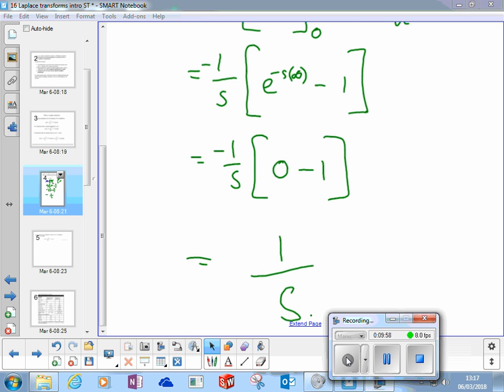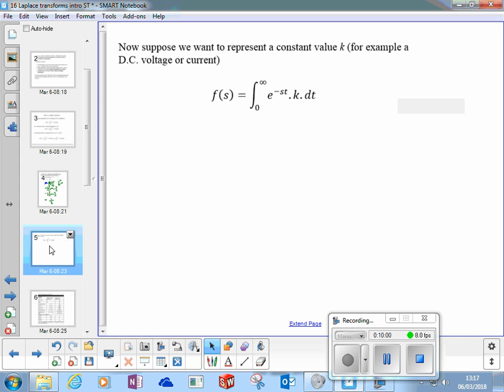Having looked at the number 1, what about if we want to represent a DC voltage or current? How would we represent that? We could represent that as a constant. So 10 volts, 8 volts, 3 volts. So we're looking at finding the Laplace transform of a constant K.